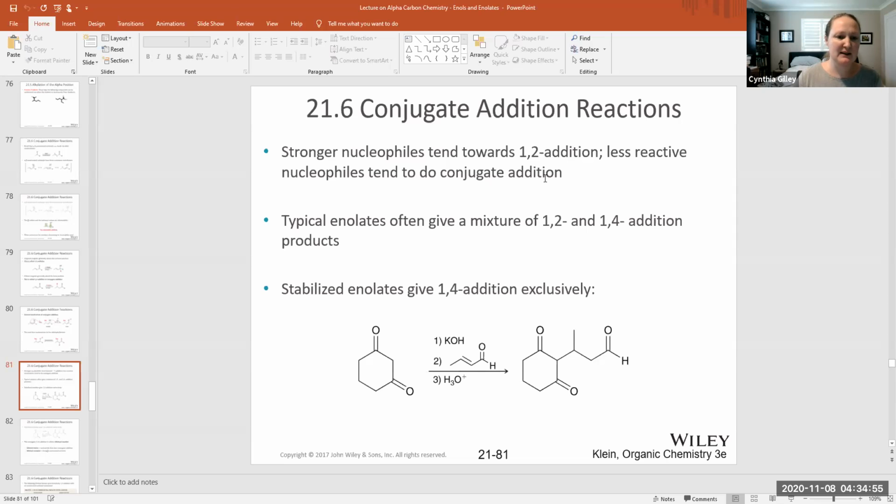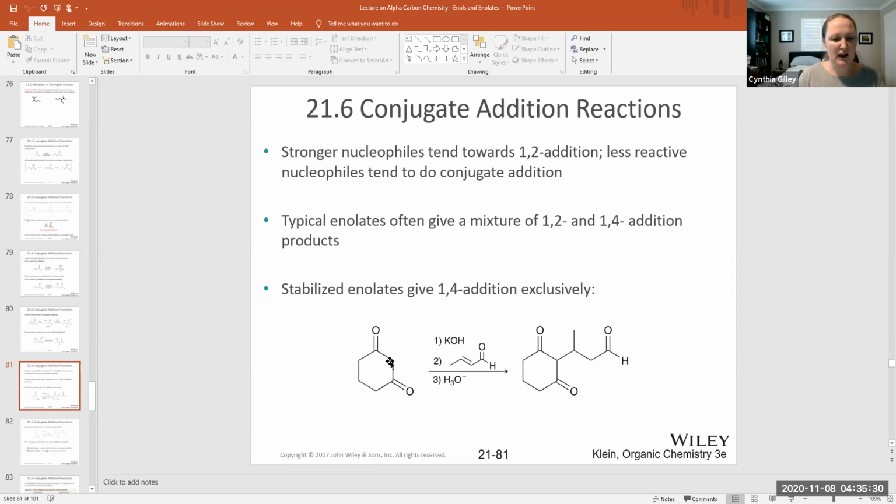So one thing to note is that typical enolates, right, like that you might form from cyclohexanone. Imagine not having the second carbonyl here. So a typical enolate that's not doubly stabilized, but only singly stabilized with 1 oxygen, tends to give a mixture of 1,2 and 1,4 addition products. So unfortunately, that type of enolate is not considered a strong nucleophile or a weak nucleophile, somewhere in between. And as a result, it tends to give a mixture of 1,2 and 1,4 addition products.